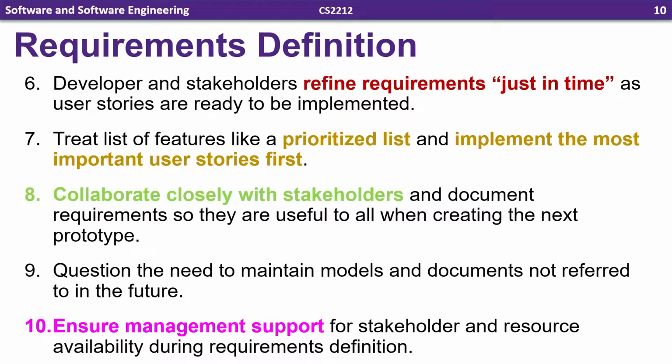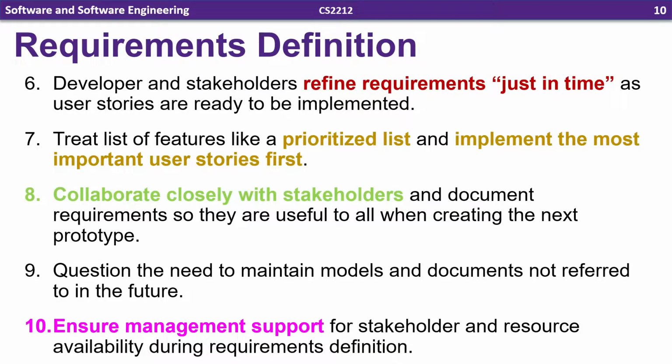Though in reality, the stakeholder probably doesn't care about too fine details like the data structure you're using, as long as it fulfills the other requirements, including the non-functional ones like performance. So number 7, treat the list of features like a prioritized list and implement the most important user stories first. 8, collaborate closely with stakeholders and document requirements so they're useful to all when creating the next prototype.